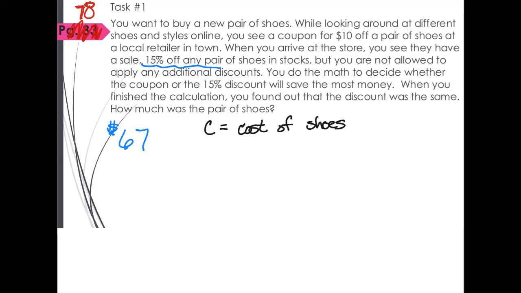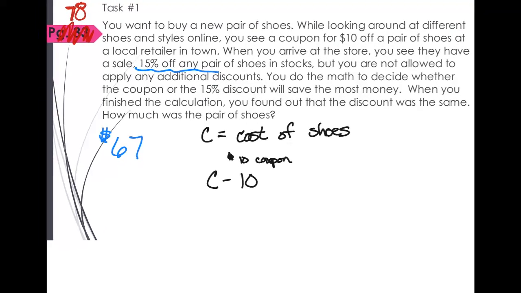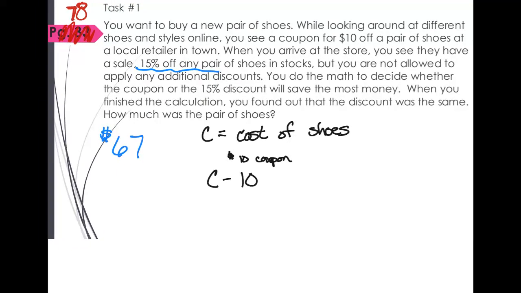Subtract the cost. How about subtract 10 from the cost? Subtract the cost by 10. I guess that's the same thing. So C minus 10, and this is with the $10 coupon, right? So if I have the cost of the shoes minus $10, that's going to be the amount for the $10 coupon. What else do we know in this problem?